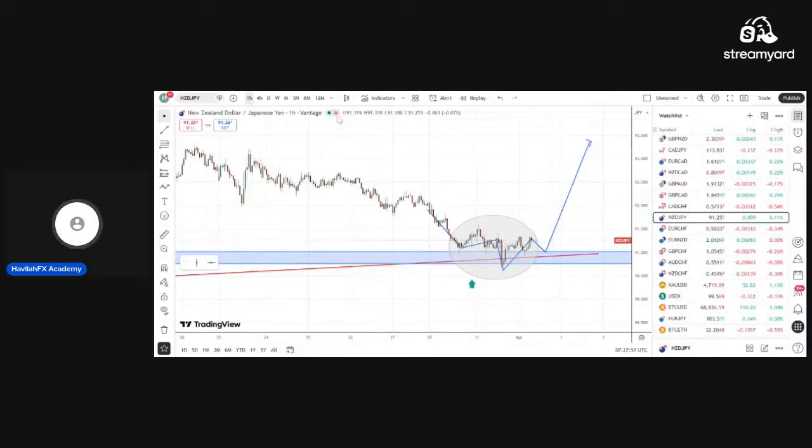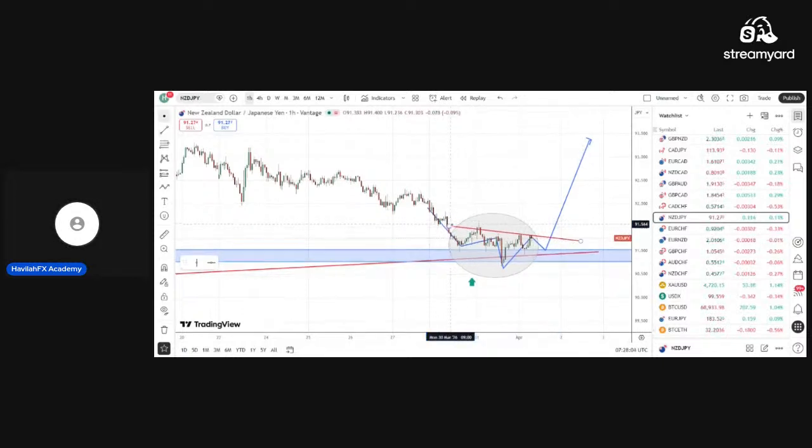So how do we know when to trigger a buy? There is a neckline here. Price needs to break out above that neckline region to trigger a buy on the NZDJPY. So we're very bullish on the NZDJPY on the 1 hour time frame.